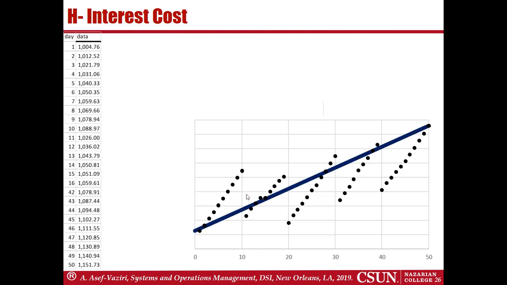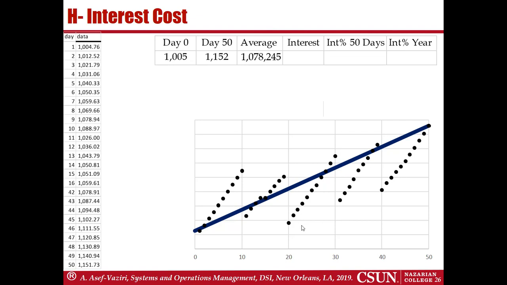The student may connect the starting point to the ending point and compute the average. They have the average and they have the interest, so they can compute the interest rate for 50 days, and then they can turn it into a yearly interest rate, which is something between 9 and 10%.